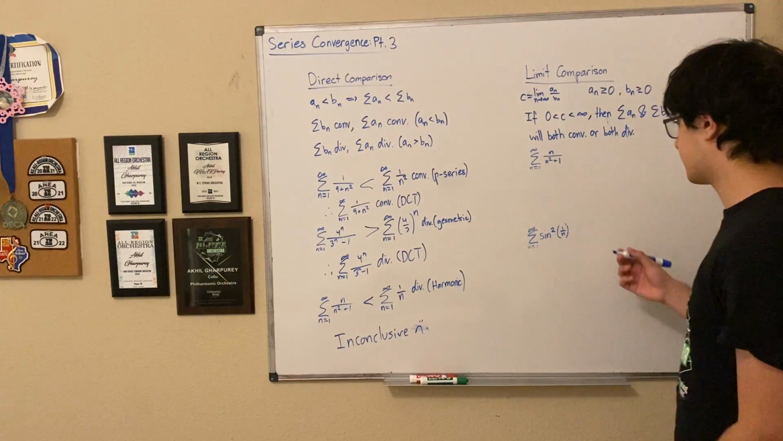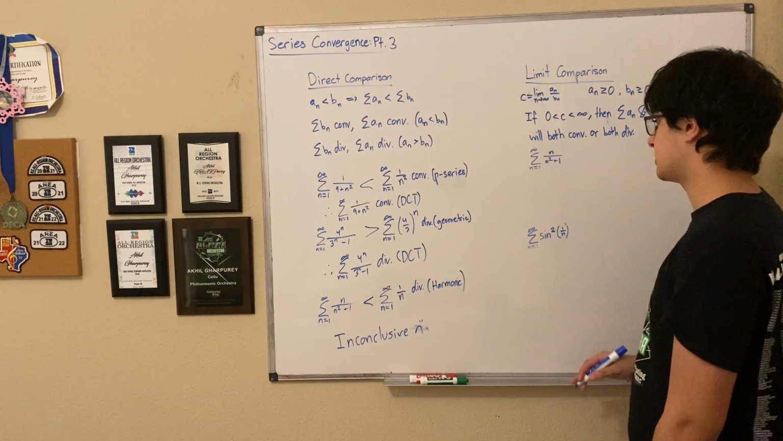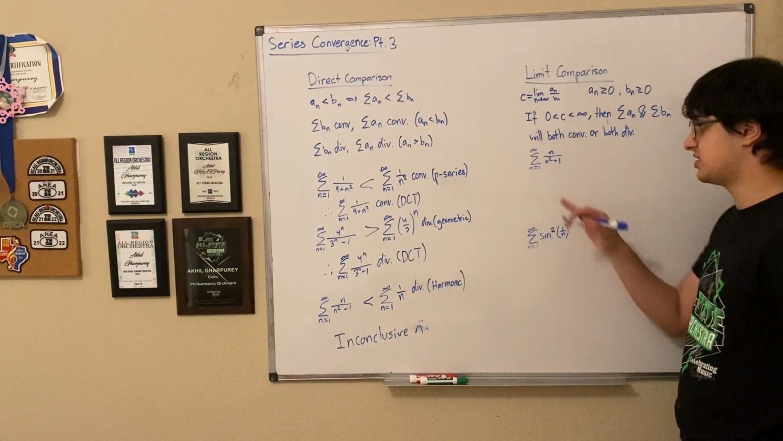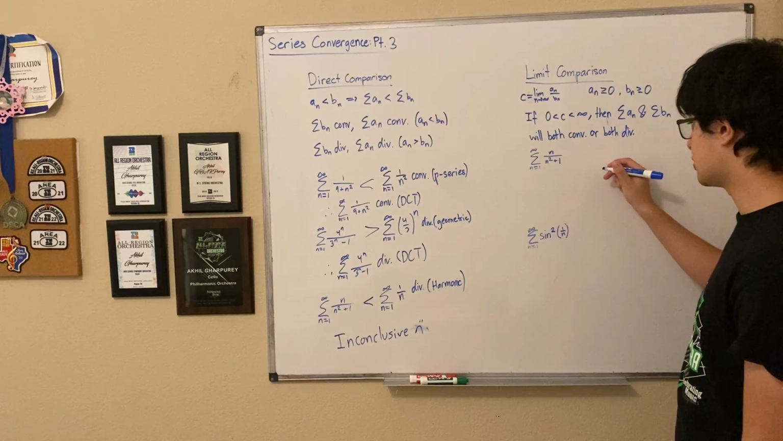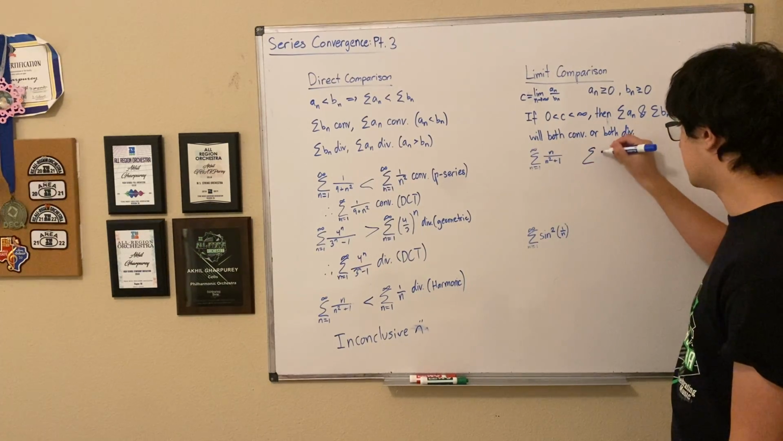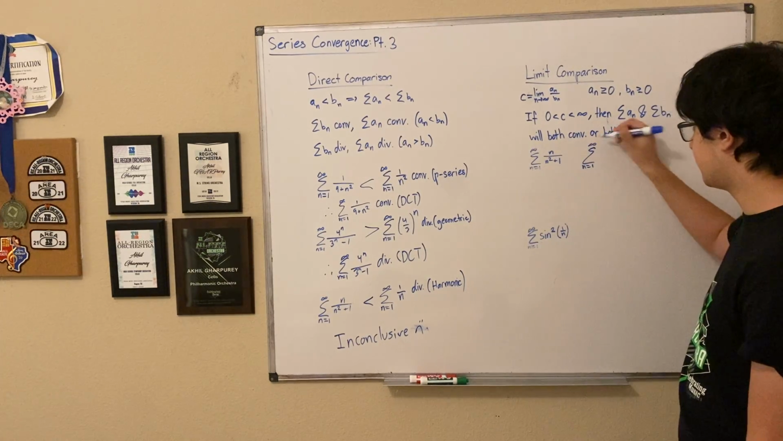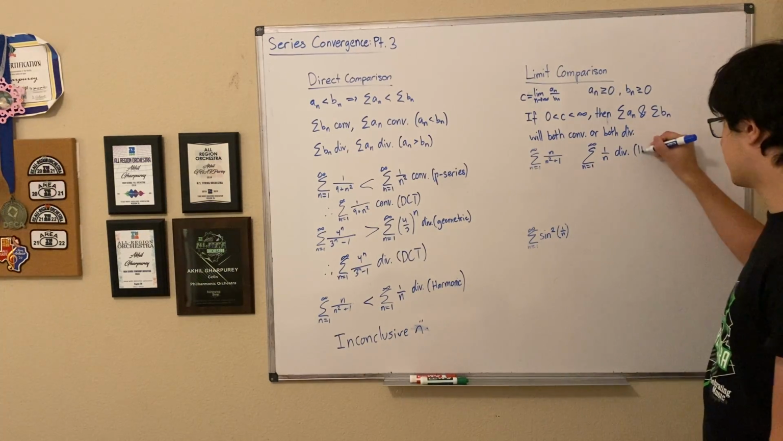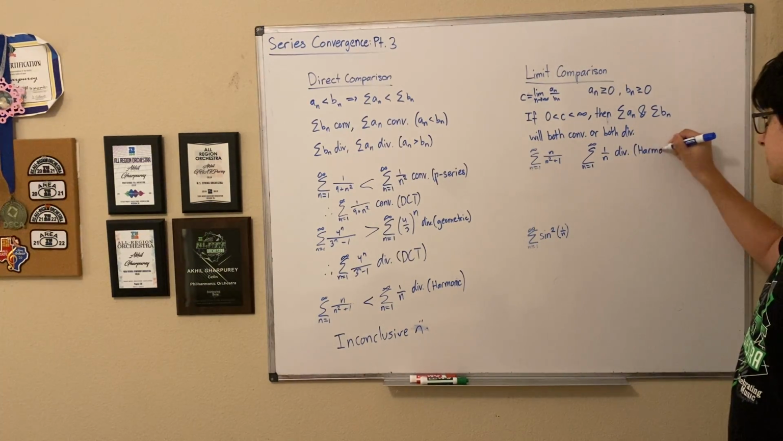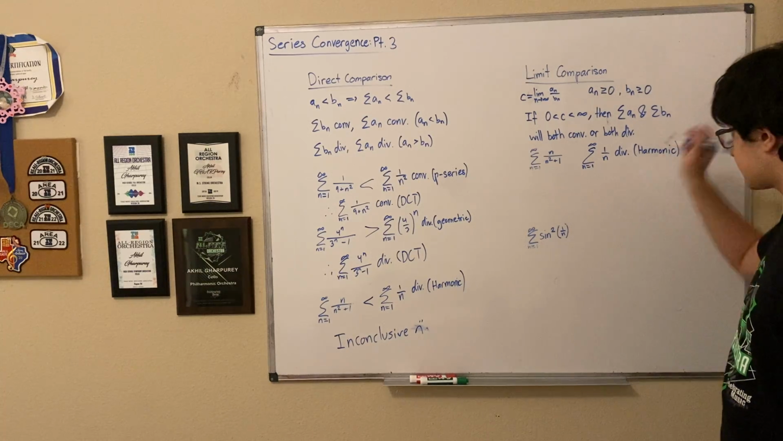All right. Moving on from that long explanation, let's go ahead and get into some examples here. So, we have the series from 1 to infinity of, again, n over n squared plus 1. And just like last time, we're going to use the series from 1 to infinity of 1 over n, and we know that diverged by, again, it being the harmonic series.